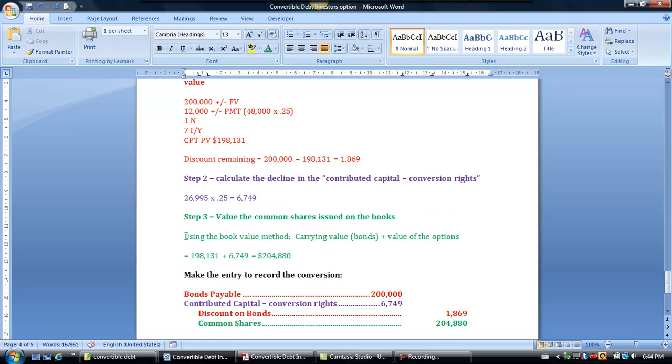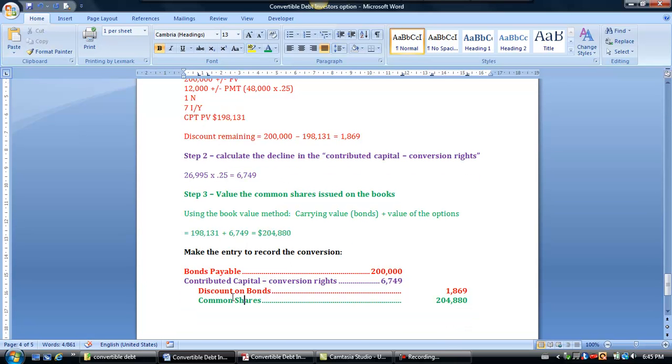So now if we use the book value method here, because don't forget, we're not issuing them at market, we're issuing them based on the value that the investor gave us for the rights. So using the book value method, we're going to calculate the value of the common shares as the residual, the difference between, or the carrying value of the bonds plus the value of the options that we are using up. So we're using up 6,749 in the conversion rights, and 198,131. We're using that up, or that's our carrying value of the bond. So now we're going to get the value of the common shares to equal $204,880. So therefore, we would credit the common shares for that amount in step 3.